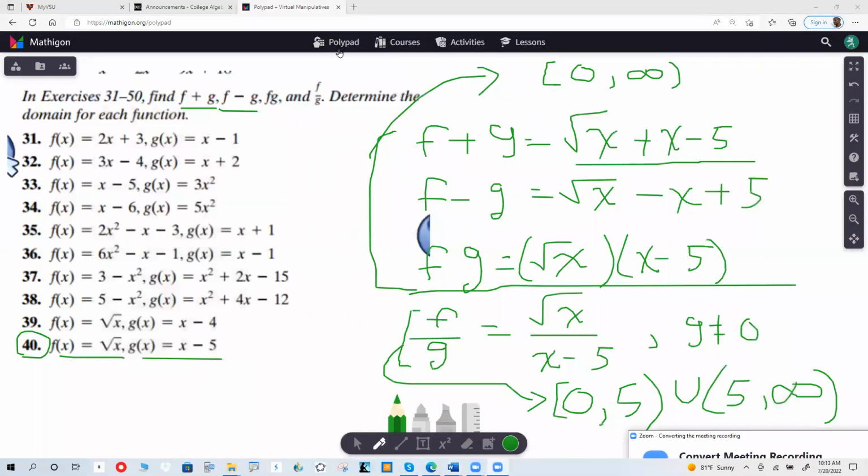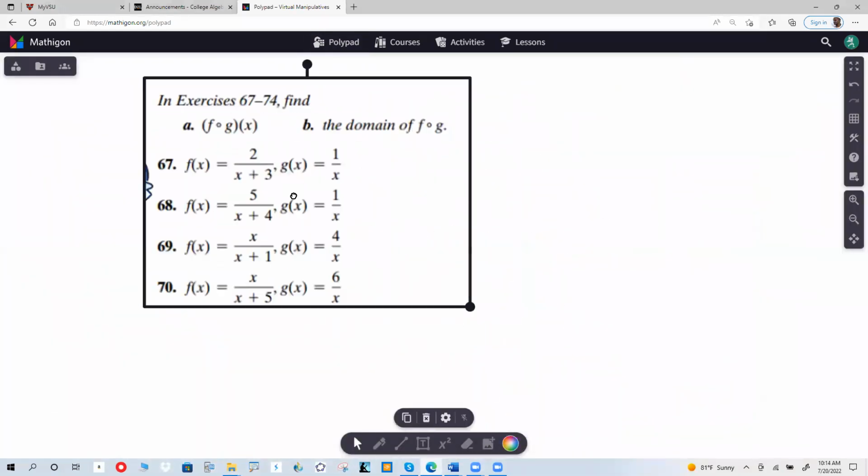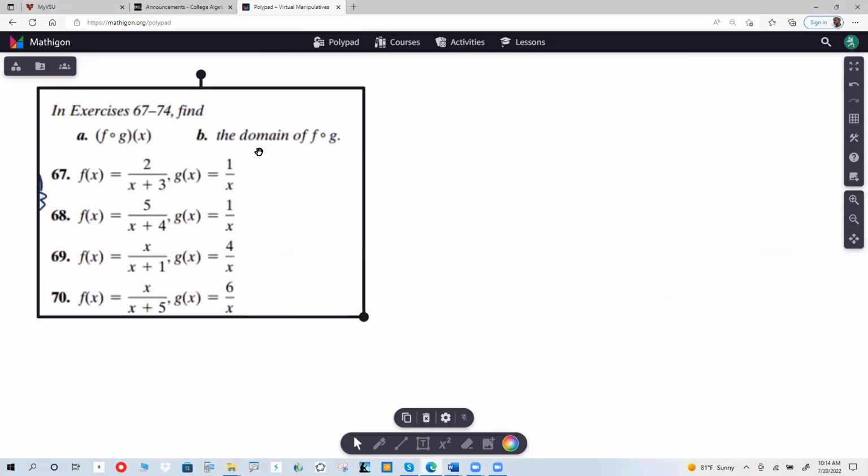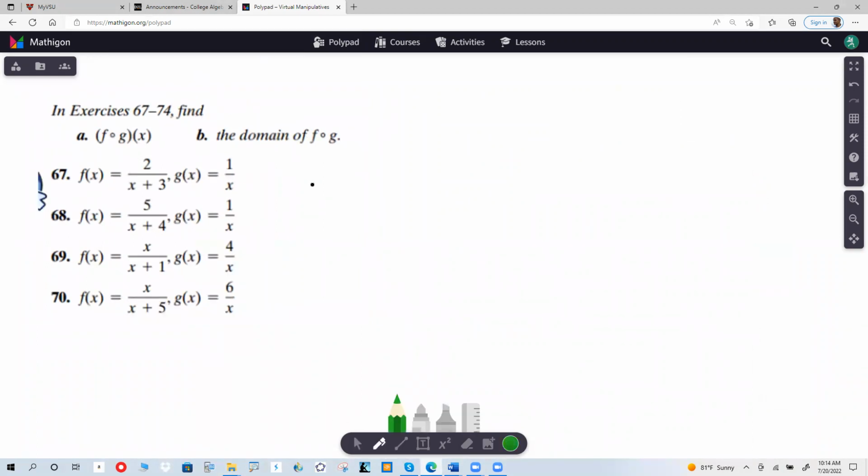So guys, this is not a new topic, but it's a little more challenging. We're going to do composition of functions, then we're going to find the domain. And they want us to do f composition g. That means I'm going to start with f. I'm going to do a couple of these. Okay, I'm going to do 67.